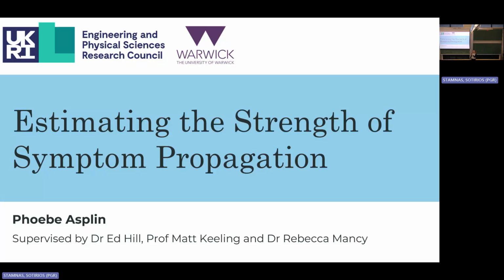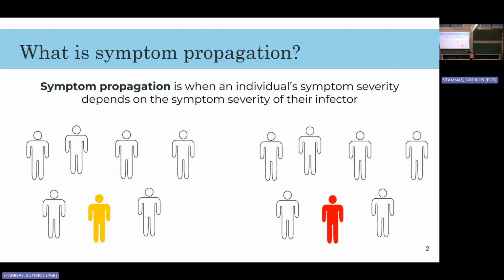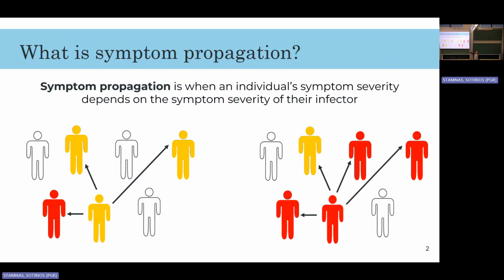Today I'm just going to be chatting about some of the recent work I've been getting up to in my PhD. My whole PhD is looking at this concept of symptom propagation. This is when the symptoms an individual experiences depend at least partially on the symptom severity of the person who infected them. We've got two scenarios: one mildly infected person in yellow and one severely infected person in red. Under symptom propagation, we would expect this mild person to cause more mild secondary infections and this severe person to cause more severe secondary infections.